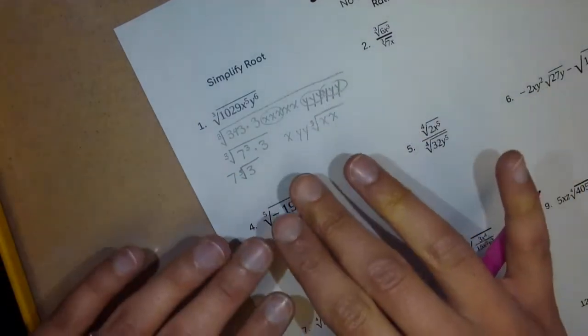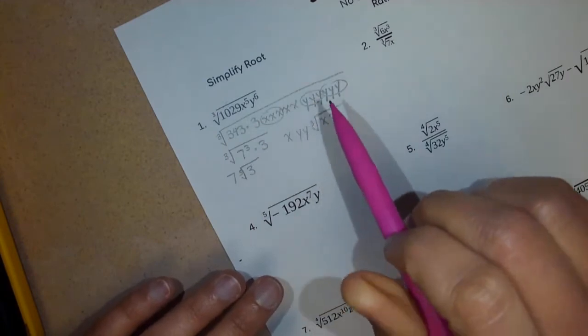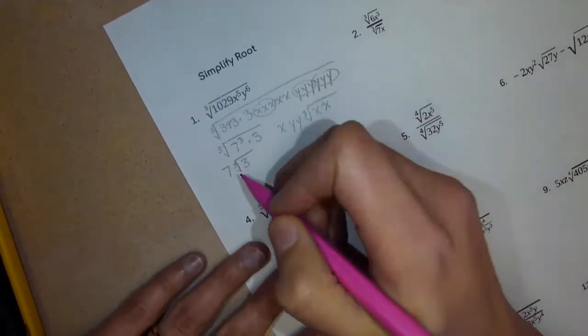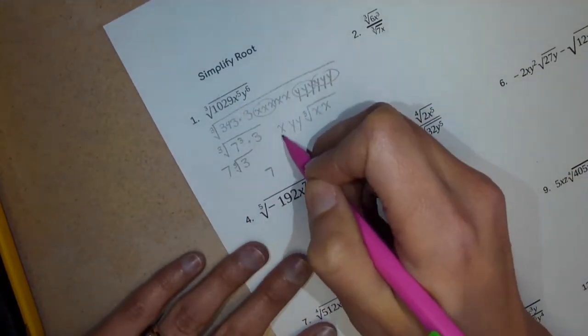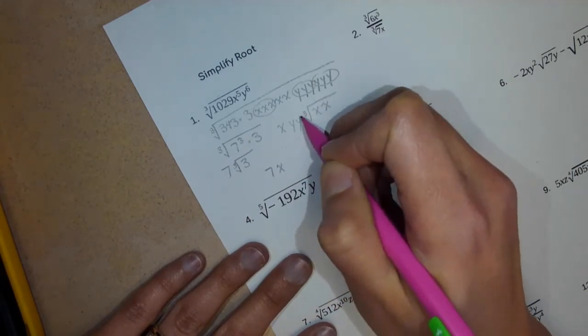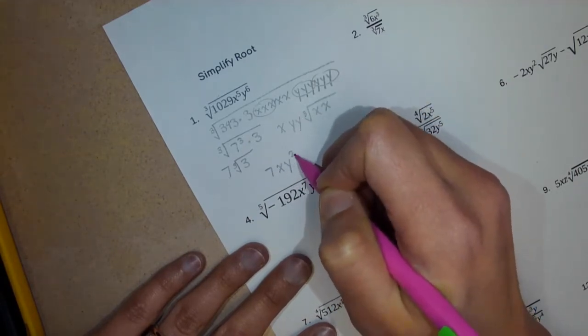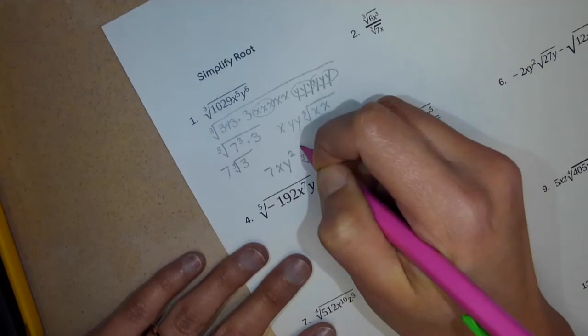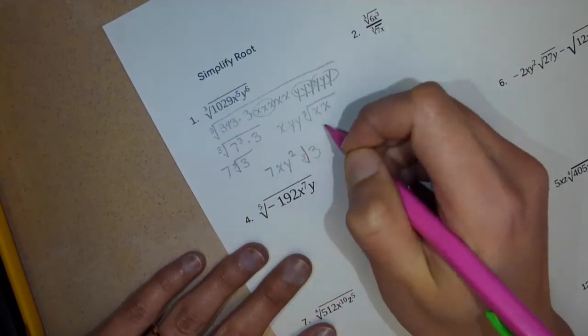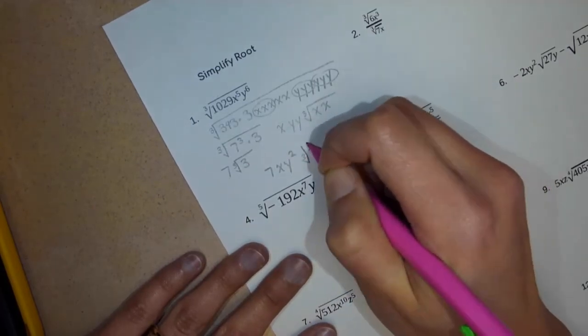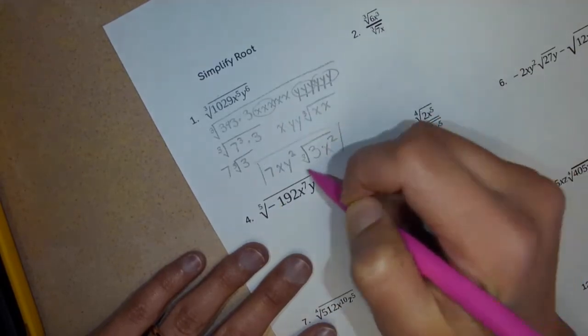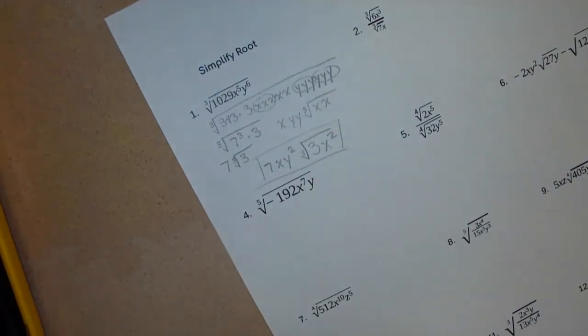Just combining this information, we did the numbers first and then the variables. So our final answer would be 7x. I wouldn't write this as yy, but y squared. And then the cubed root of 3x squared. And that would be my final answer for this.